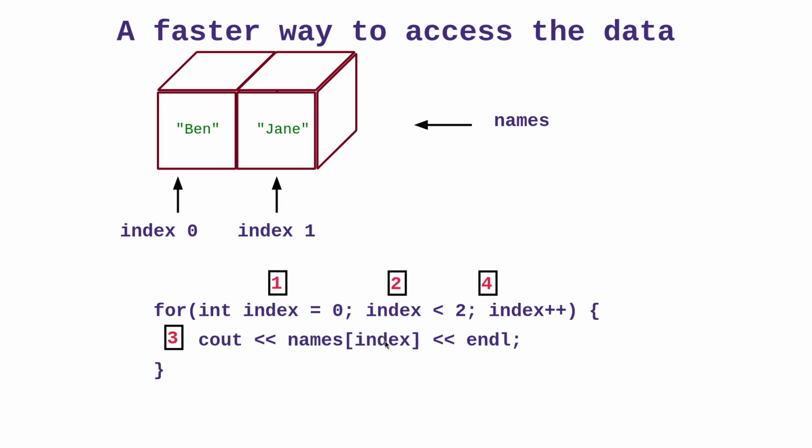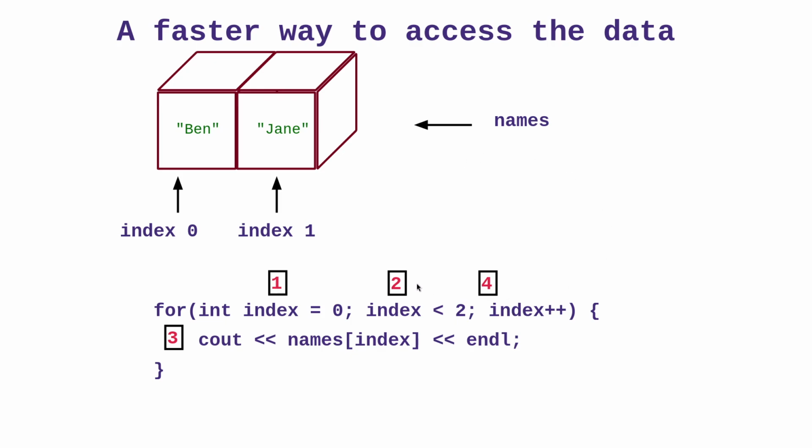Names index is 1, so it's names 1. It prints Jane. Step 4, add 1 to index. So index now becomes 2. And so from step 4, I go back to step 2. Remember, we don't do step 1.